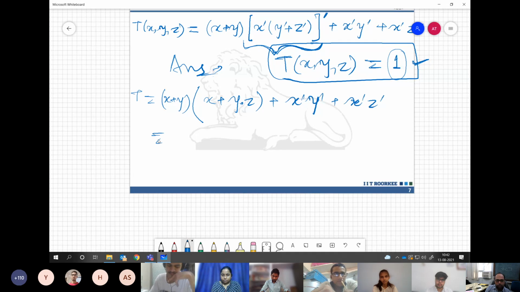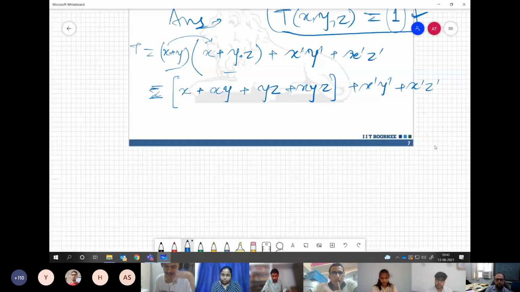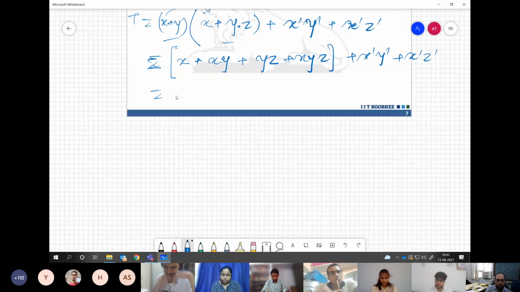Now what you do, you can take the simple product. What is there between this and this term? So some 4 terms would be there. What is x into x? x. What is x into y? That is xy. What is y into z? yz. What is x into y into z? That is xyz. Isn't it? Some simplification we have made. Now how many terms are there? 6 terms are there.